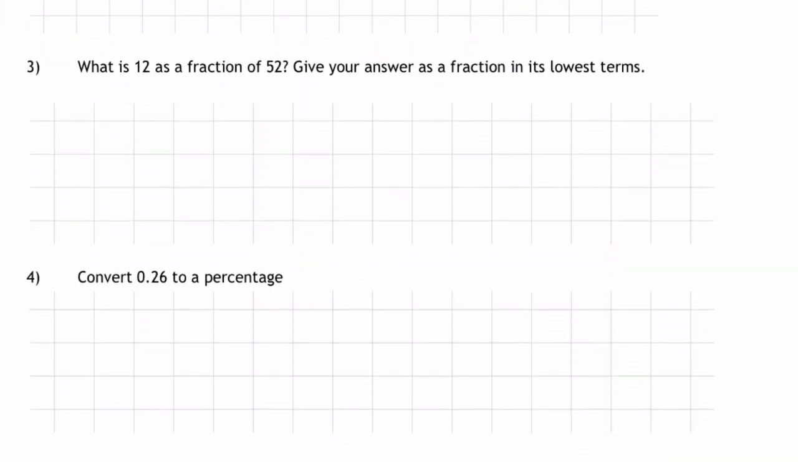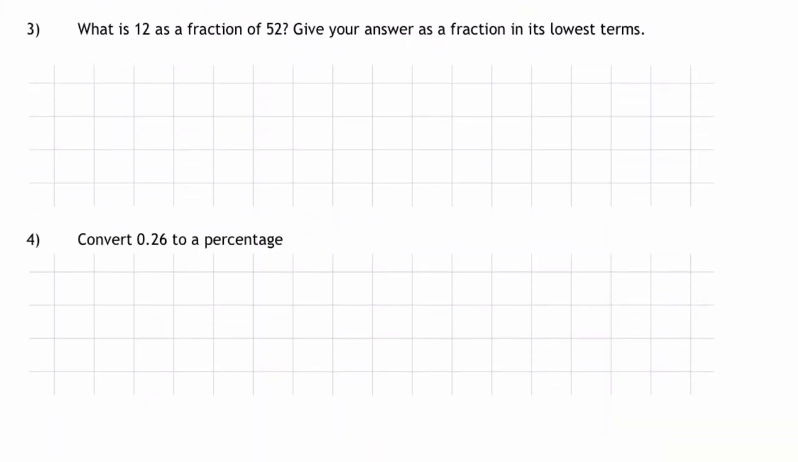For question 3, we're asked, what is 12 as a fraction of 52? Well, we'll write that as a fraction first, so 12 over 52. We now need to give this in its lowest terms, so cancel everything. Well, notice that both of these are even numbers, so I'll halve them, so that's 6 over 26. Still even numbers, I could halve them again, so that would give me 3 over 13, and there's no common factor for 3 and 13, so that is the final answer, 3 over 13.